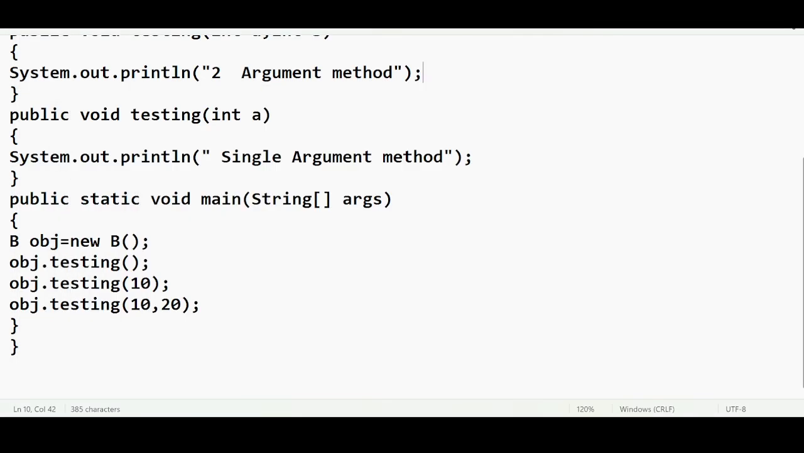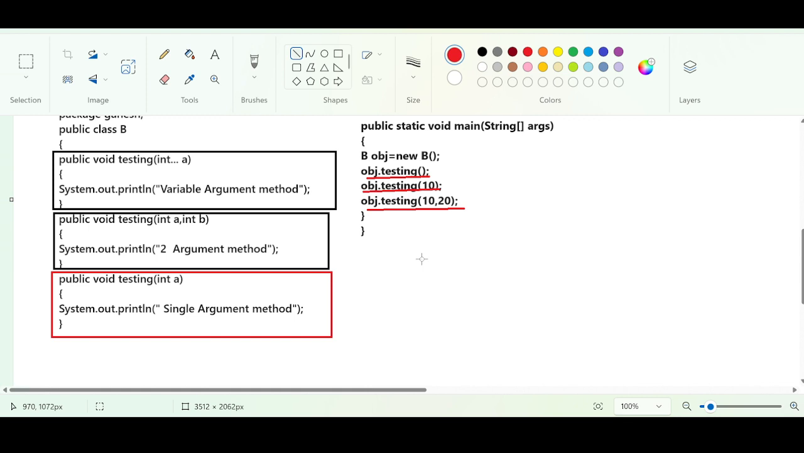Now the idea here is, firstly the priority will be given to the fixed argument method. The control definitely starts from the main method, and the first instruction is the object creation. After this, the method call instruction. The testing method is being called, but we are not passing any values here. First it will try to identify if there is any fixed argument method that is not accepting any values. There is no such method. Then the priority will be given to the variable argument method.